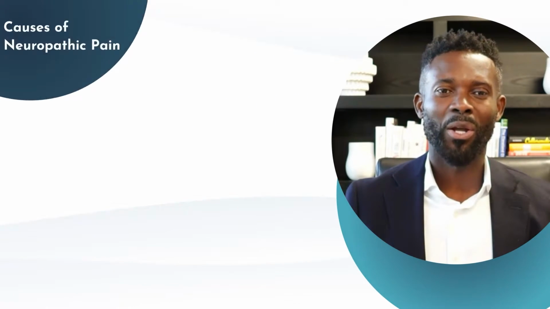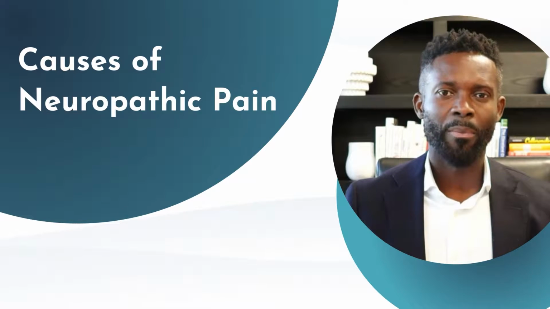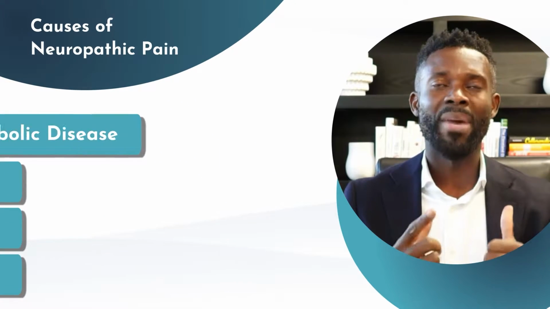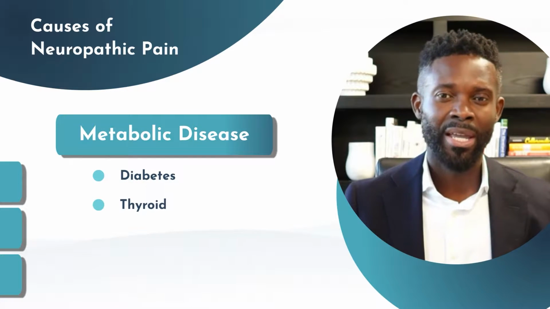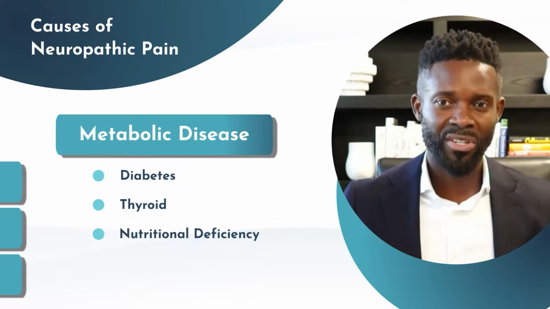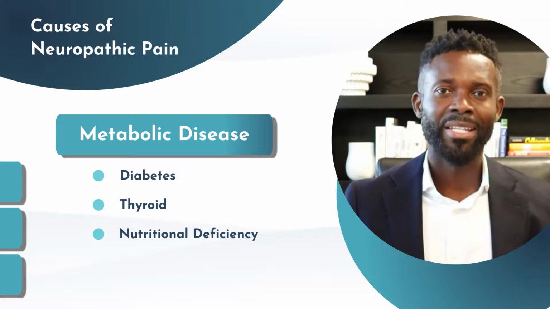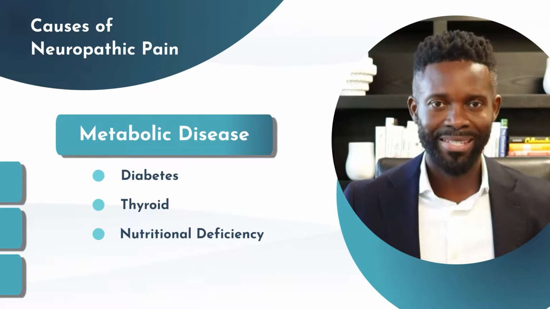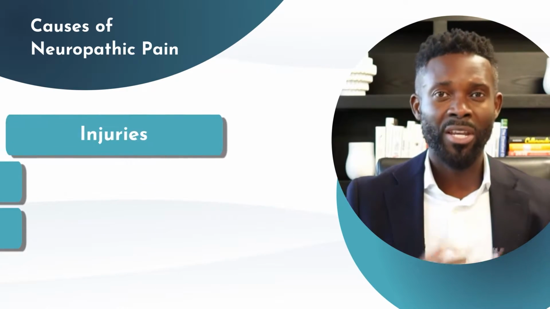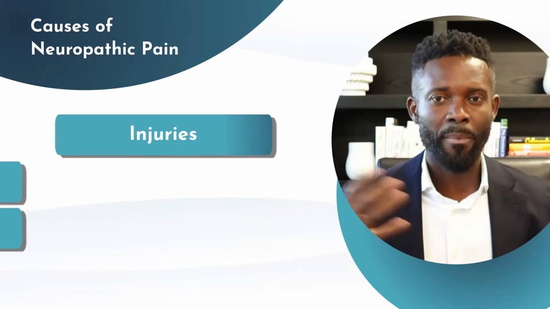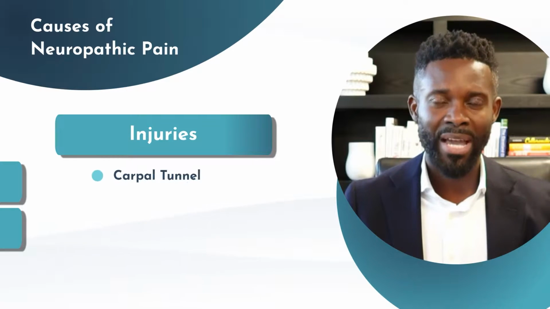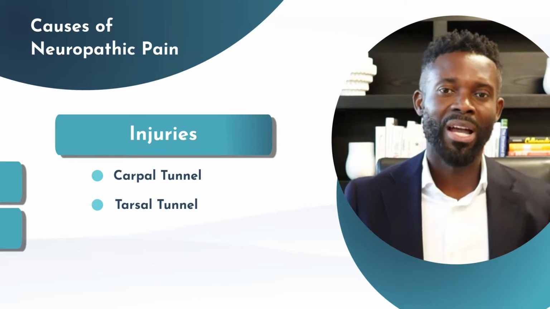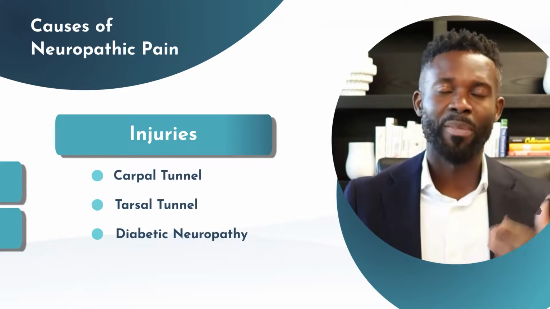So now let's talk about the causes of neuropathic pain. So the main causes of neuropathic pain could be metabolic disorder, meaning disease such as diabetes, thyroid, and more importantly, nutritional deficiency. B1, B6, B12 tend to be implicated in all of these disease states. It could also result from injury or trauma, as we know, or entrapment. Entrapment could occur in the hands, so people can have carpal tunnel, people can have tarsal tunnel, people can have diabetic neuropathy, which relates to metabolic disorder.